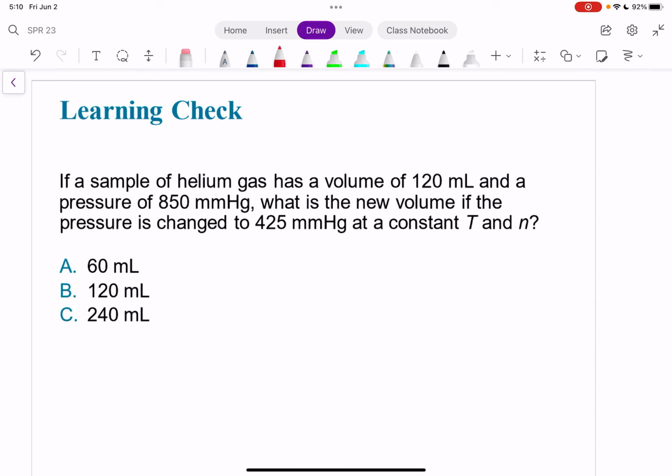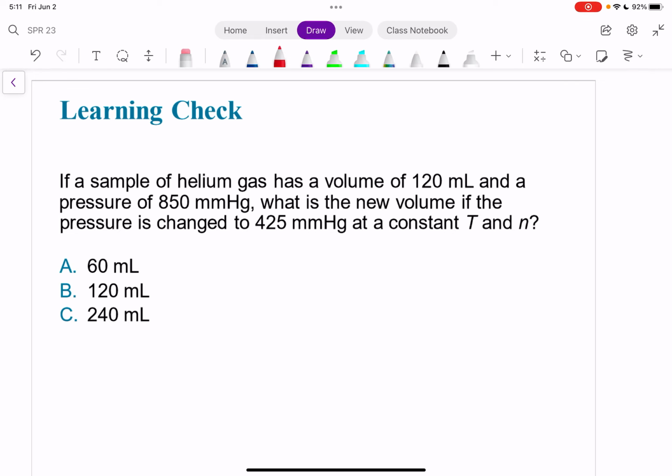All right, let's try another learning check here. So this says if a sample of helium gas has a volume of 120 milliliters and a pressure of 850 millimeters mercury, what's the new volume if the pressure is changed to 425 millimeters mercury at a constant temperature and number of moles or amount?